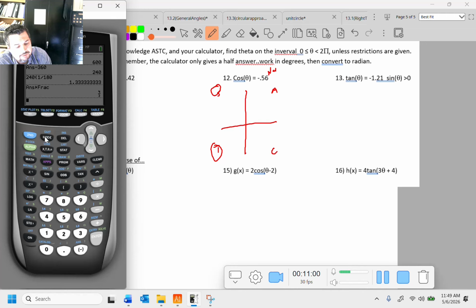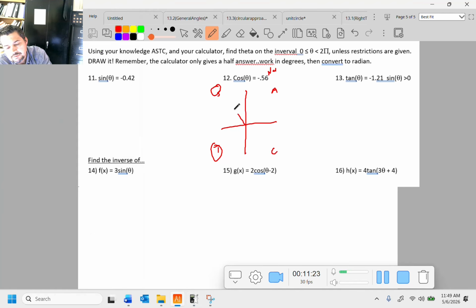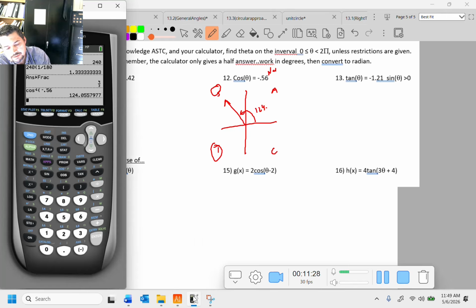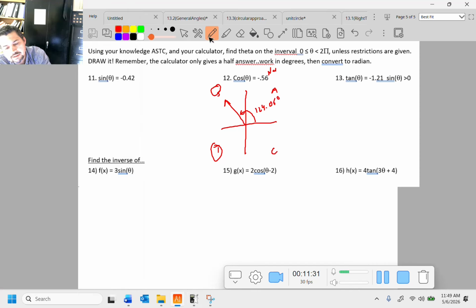All right, make sure I'm in degree mode. Arc cosine of negative 0.56. And the reason I did arc cosine here is because to get theta, that's what I do. It's about 124.06 degrees. So the actual angle looks like this, 124.06 degrees. Now, what matters, and that is one of the answers. That's one of the answers.